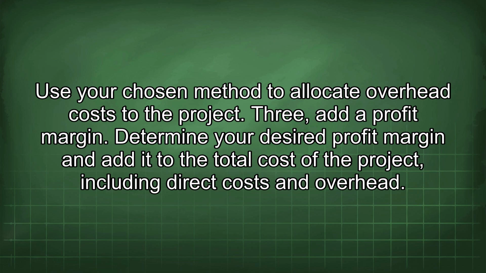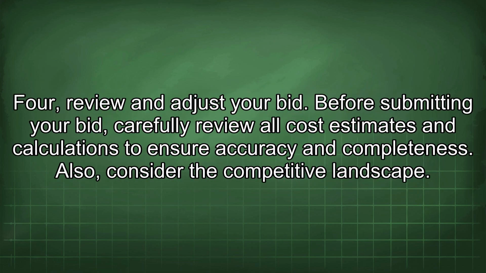3. Add a profit margin. Determine your desired profit margin and add it to the total cost of the project, including direct costs and overhead. 4. Review and adjust your bid. Before submitting your bid, carefully review all cost estimates and calculations to ensure accuracy and completeness.